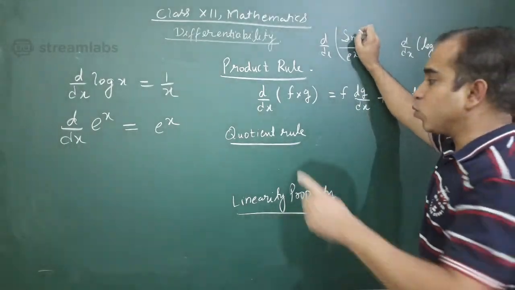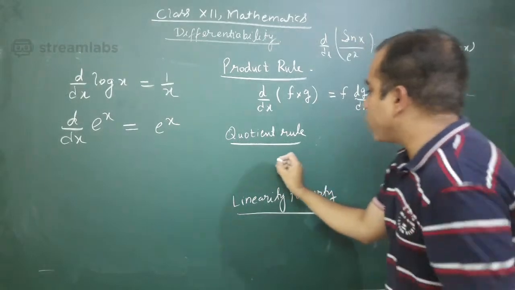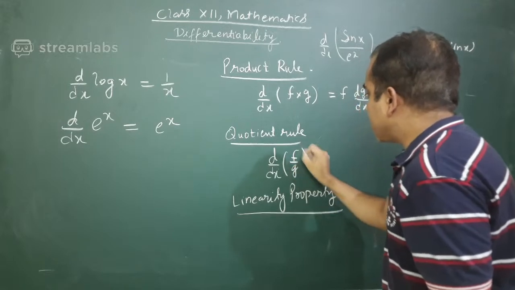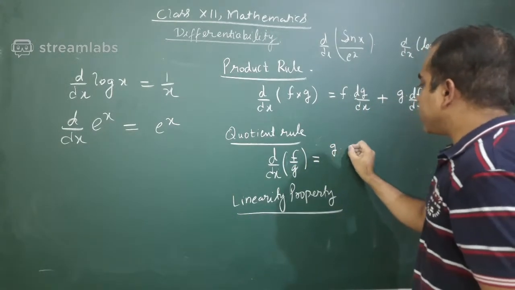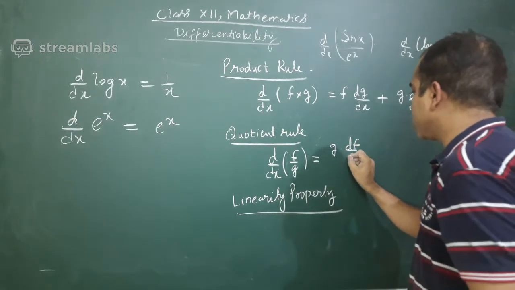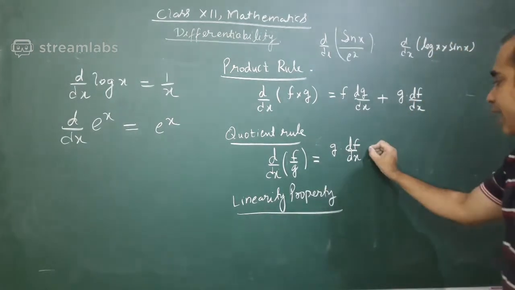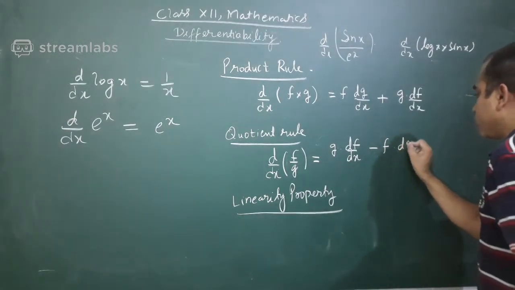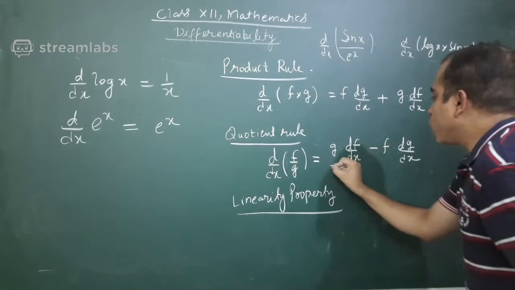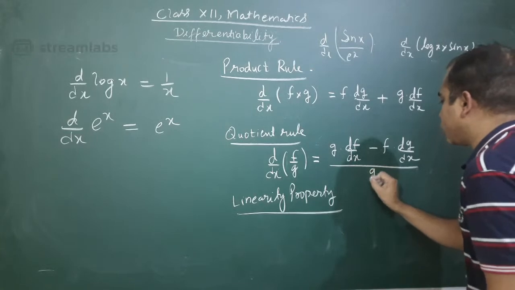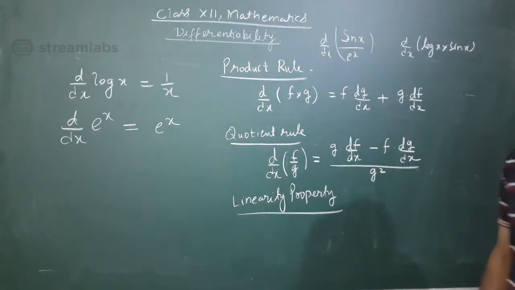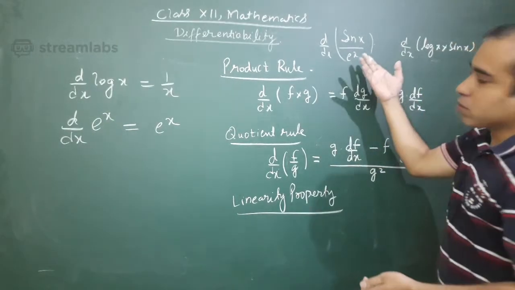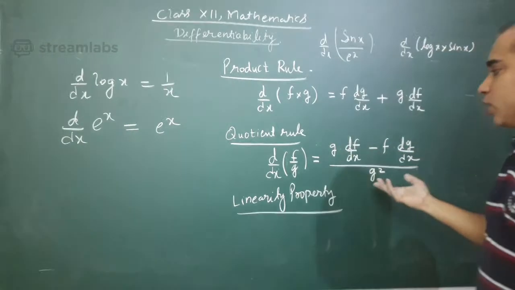तब हमारे पास एक फॉर्मूला है और उसका नाम है कोशेंट रूल. कोशेंट रूल जो है वो इस तरह से काम करता है कि d upon dx of f upon g is equal to g multiplied with derivative of numerator function df upon dx minus numerator function into derivative of denominator dg upon dx, whole upon the denominator function square, g square. Right? So formula is very clear, very explicit. You have to use wherever the similar kind of question comes, and easily you can find out the derivative.